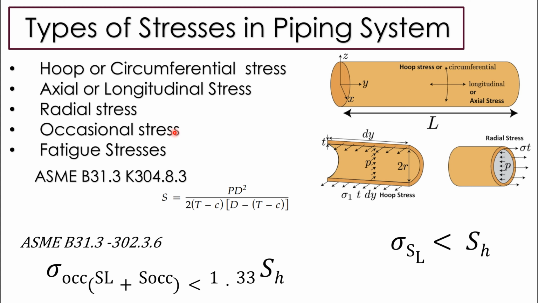Occasional stresses. The stresses produced in a pipe due to occasional forces or loads are called occasional stresses. As per B31.3, section 302.3.6, the sum of sigma L plus sigma occasional should be less than 1.33 times the hot allowable stress. During our formal stress analysis we will see how we can calculate the occasional stresses and how we can keep them within the allowable limit of the code.